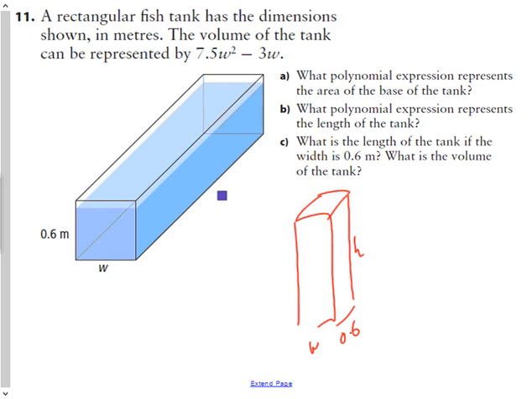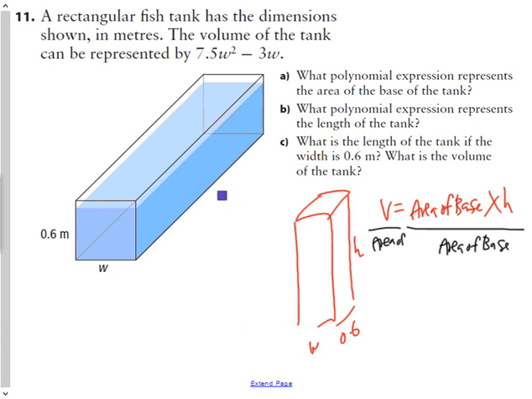If the volume of the tank equals the area of the base times the height of the prism, then if I divide both sides by the area of the base, algebraically speaking, whatever you do to one side of an equation, if you do the other, you keep it equal.